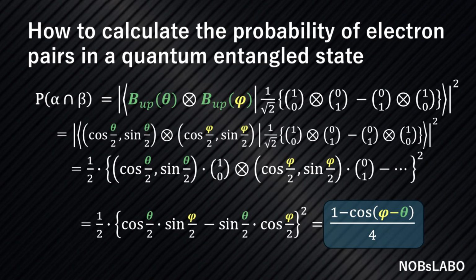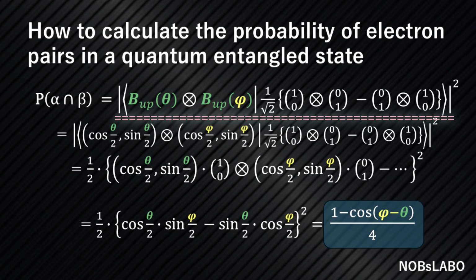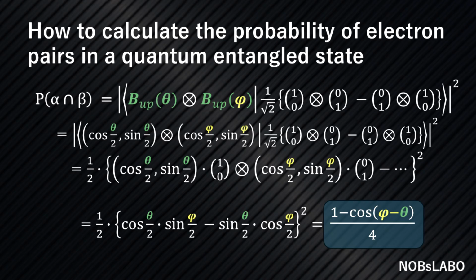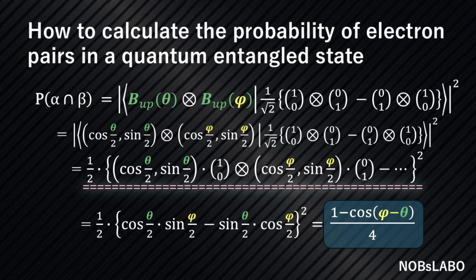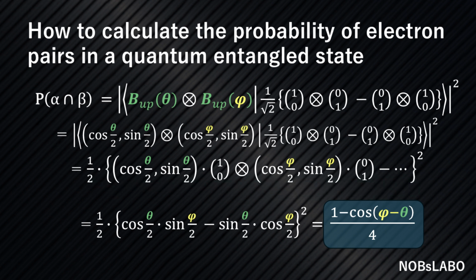According to the formula of quantum mechanics, the probability on the left side is given by the square of the product of the vector of the observation by the magnet and the state vector of the quantum entangled state. In tensor calculus, when quantities have degenerated and become scalars, the tensor product becomes ordinary multiplication, so we obtain the formula for calculating the probability on the left-hand side. As a result, the probability of alpha intersection beta can be calculated as 1 minus cosine phi minus theta over 4 using the formula shown here.